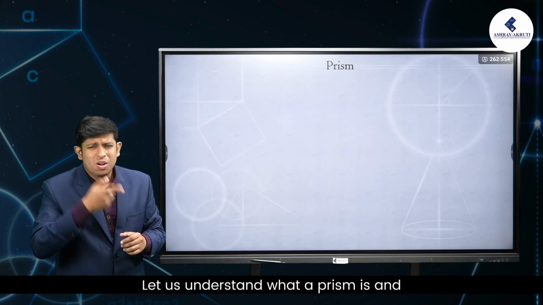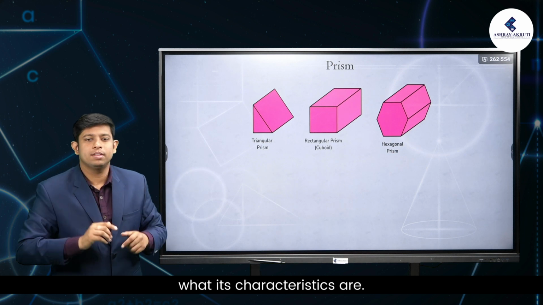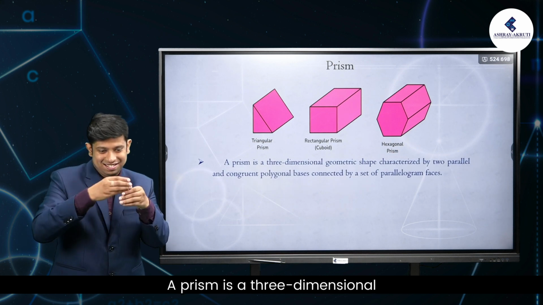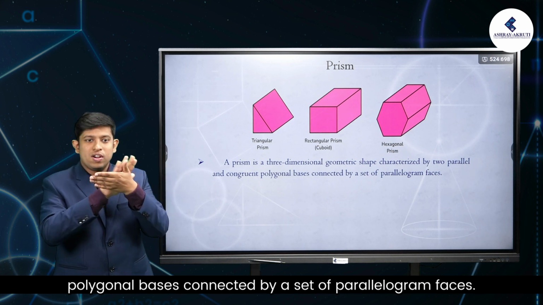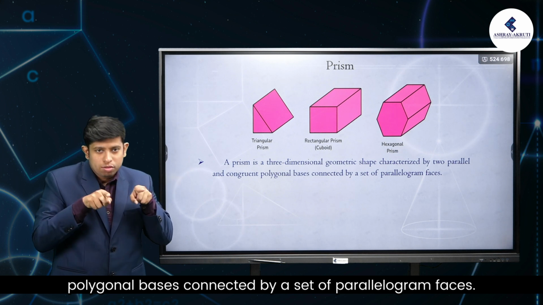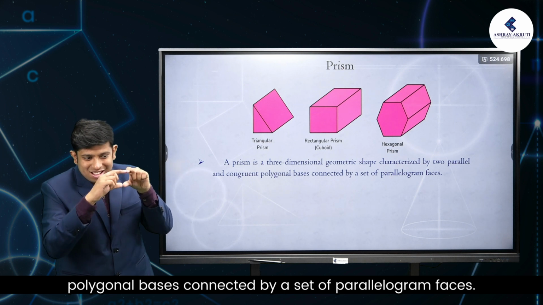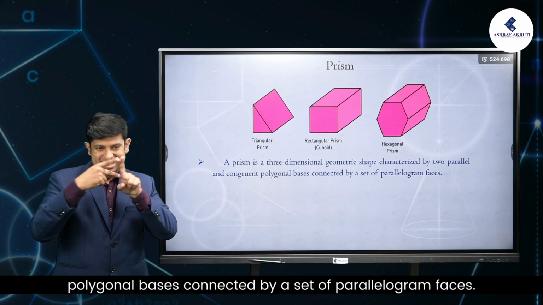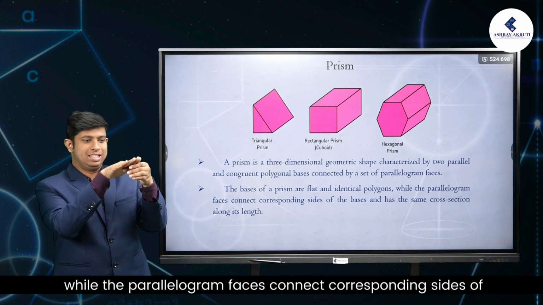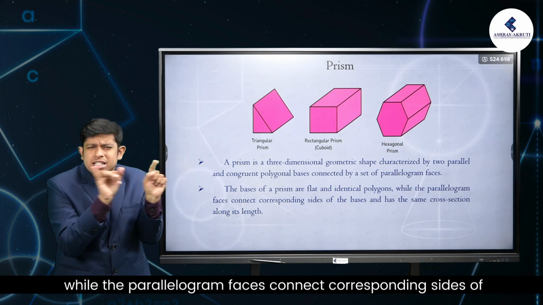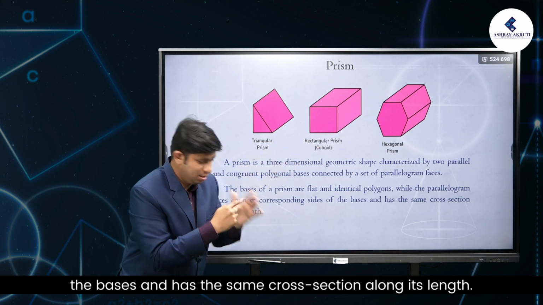Let us understand what a prism is and what its characteristics are. A prism is a three-dimensional geometric shape characterized by two parallel and congruent polygonal bases connected by a set of parallelogram faces. The bases of a prism are flat and identical polygons, while the parallelogram faces connect corresponding sides of the bases and have the same cross section along its length.